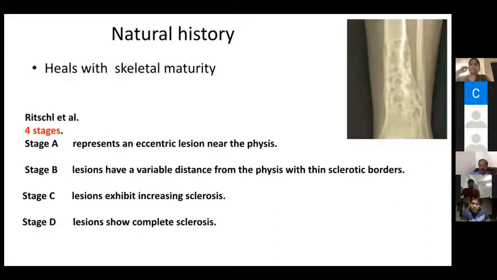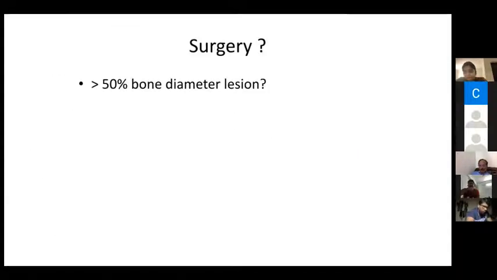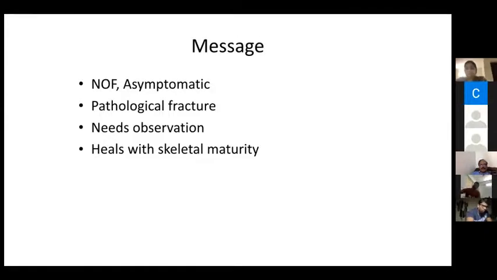We have maybe 5-6 patients like this now. They're all on follow-up, and as time goes on, with skeletal maturity, this will all heal. There is no need for bone grafting. If you get a pathological fracture, things are different. But here you can see that even the pathological fracture has healed. Even if you curette and graft, that area will again be taken up by fibrous tissue, and you don't have the same type of bone there. There is a paper on this. If more than 50% of the bone diameter is involved, you support it to prevent a pathological fracture. What is the message? Non-ossifying fibroma is usually asymptomatic, becomes symptomatic once you get a pathological fracture, needs observation, and heals at skeletal maturity. That is non-ossifying fibroma.